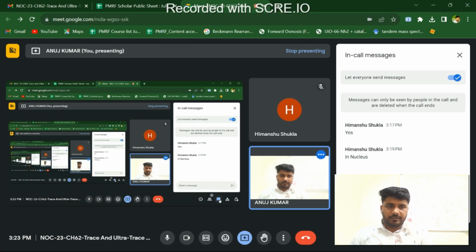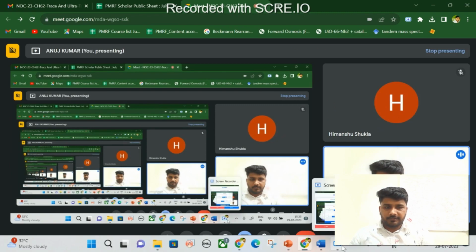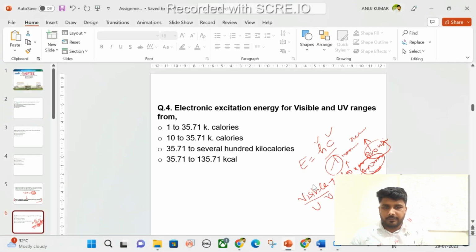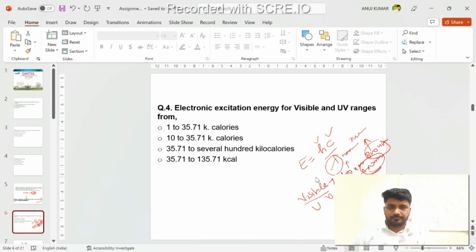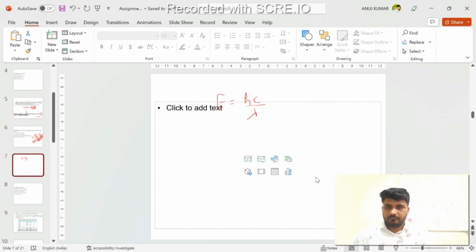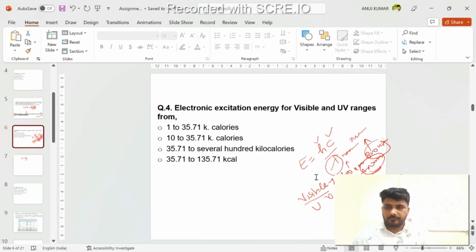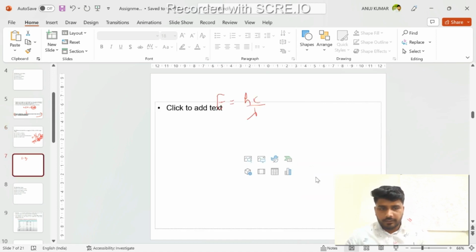Okay, Himanshu is typing the answers. So you can solve the expression for energy also. Kindly let me know what value you are getting. Okay, let me solve it.